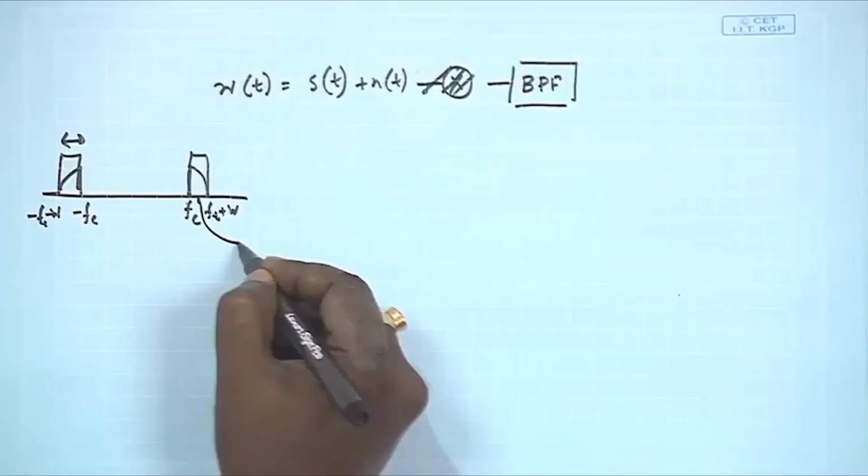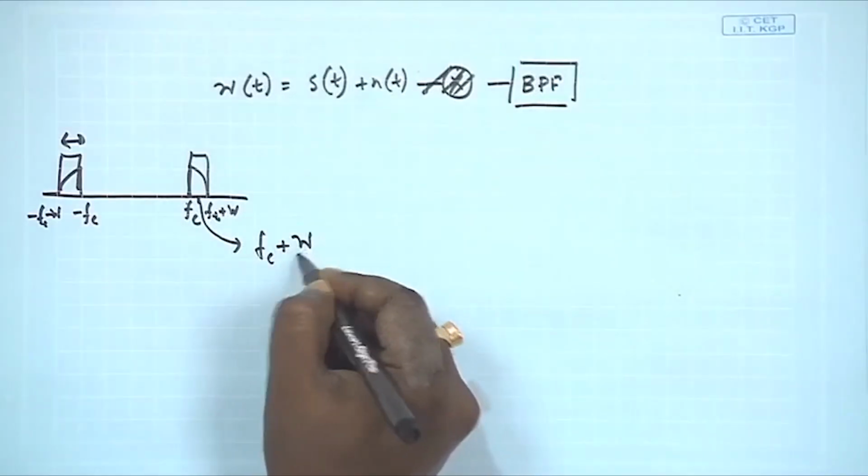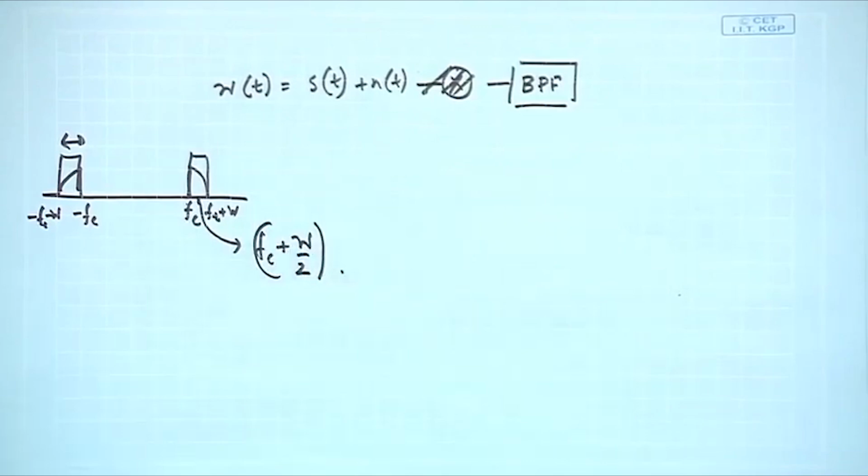That is no longer Fc, that is actually Fc plus W by 2. So, this is a big change which happens whenever you employ SSB. So, that filter center frequency is now changed. What will be the consequence of this? The noise will be characterized in a different way, because that is now the frequency of the band pass, that is the central frequency of the band pass noise.